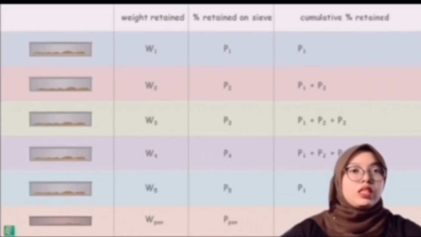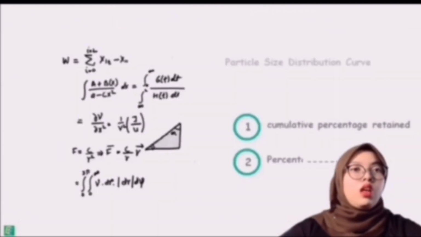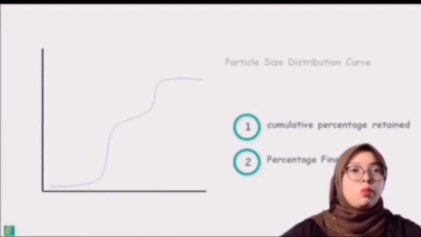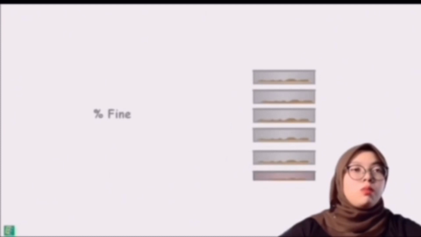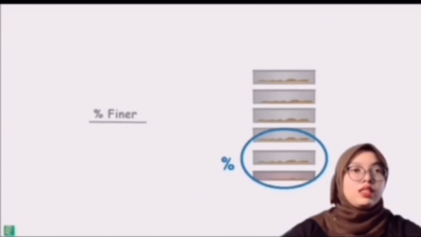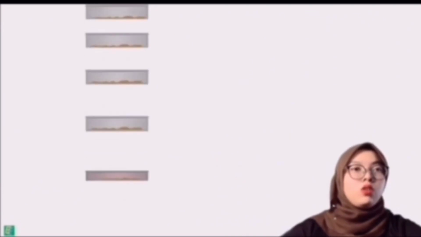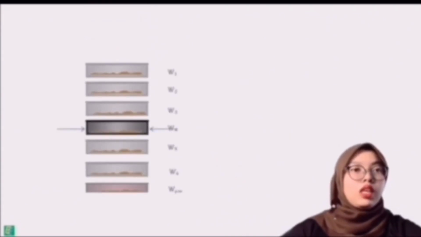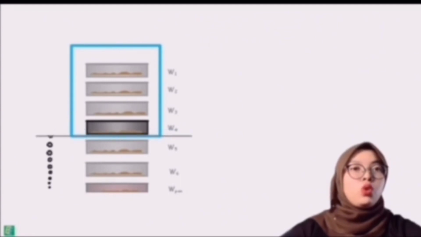P represents the percentage retained on the sieve. After that, we will calculate the final percentage retained, also known as passing percentage. Percent final is the amount of material from a sample that is smaller than a certain size and represents the percentage of material from the total sample, 100%, that will pass through the current sieve.